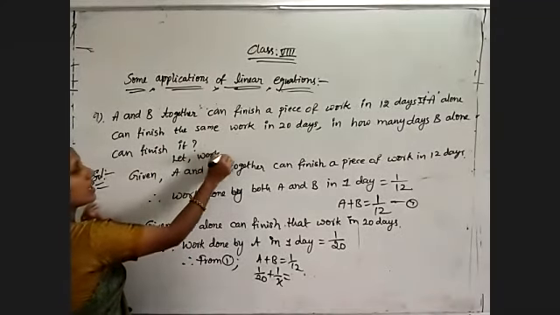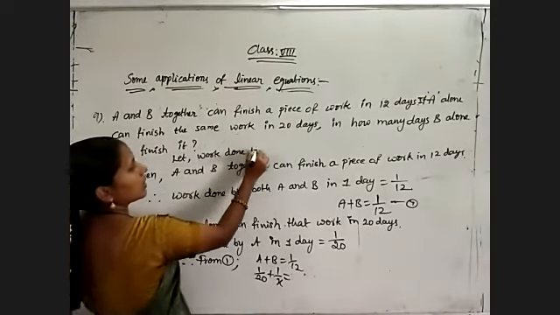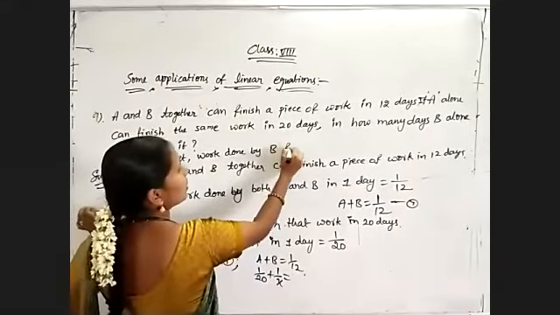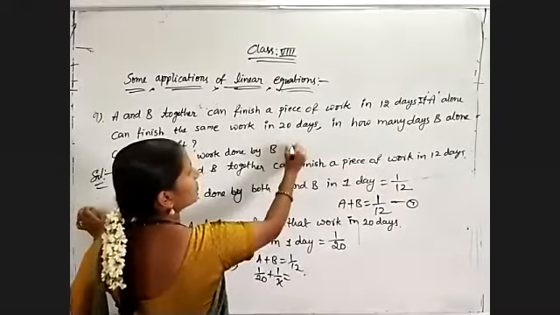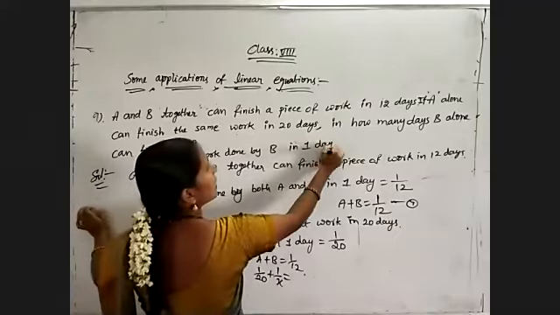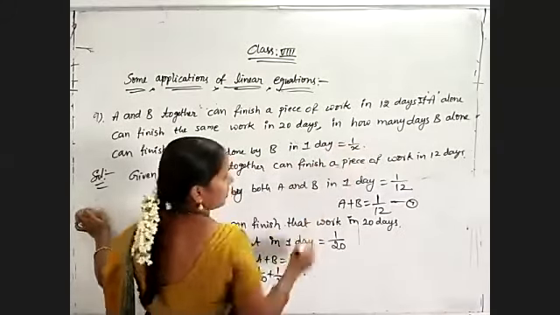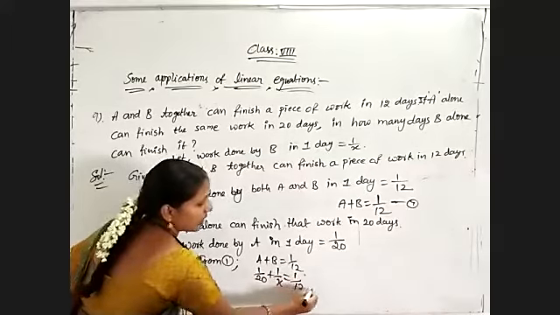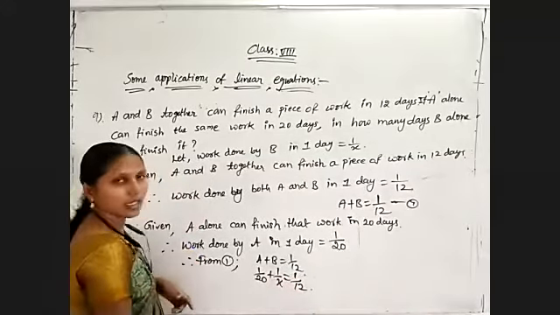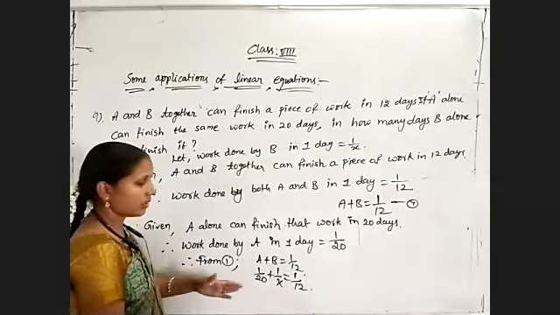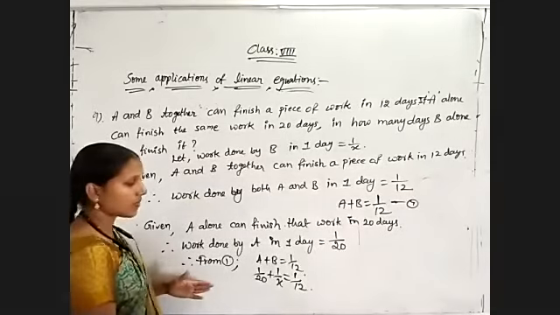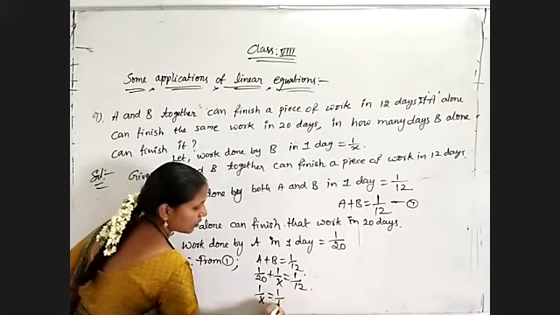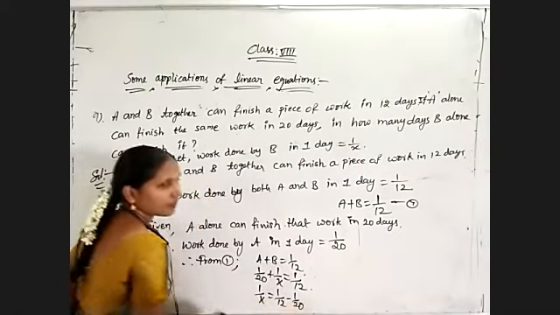So let work done by B in 1 day is equal to 1 by X. Therefore, 1 by 20 plus 1 by X is equal to 1 by 12. Now simplify. Bring constant terms one side and variable term one side. So that is 1 by X is equal to 1 by 12 minus 1 by 20.